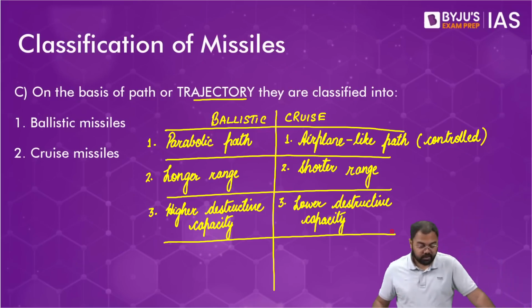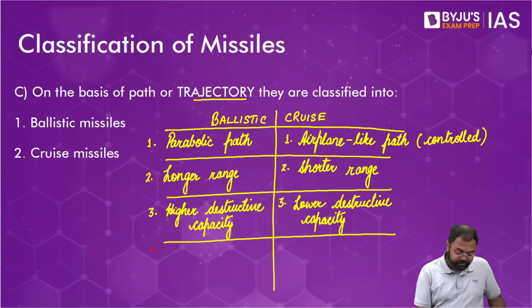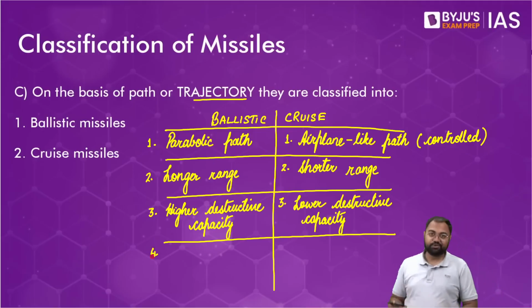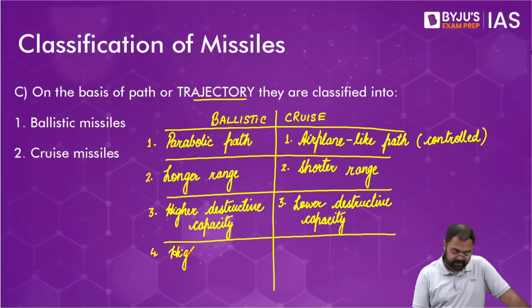Right now, so there are all these things that we see. Apart from that, one more thing that adds to the advantage of ballistic missiles is that they generally travel at a faster pace, or they have higher speed. So they have higher speed, whereas in case of cruise missiles, they have lower speed.